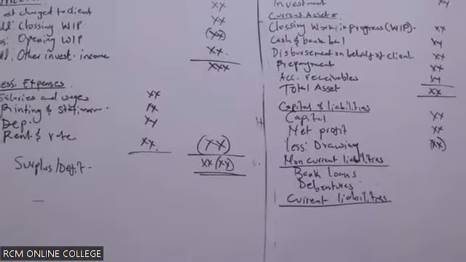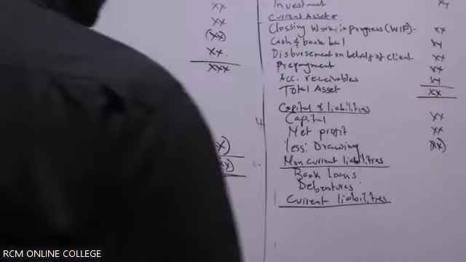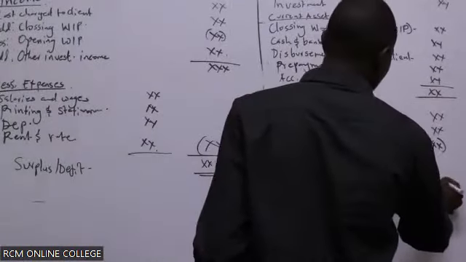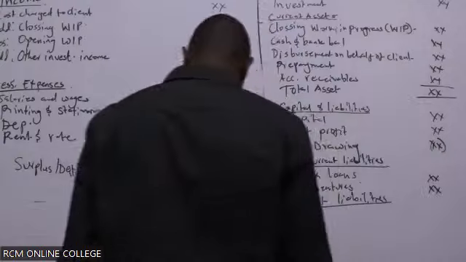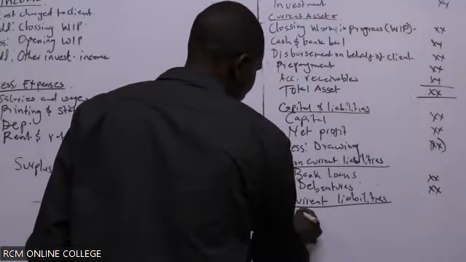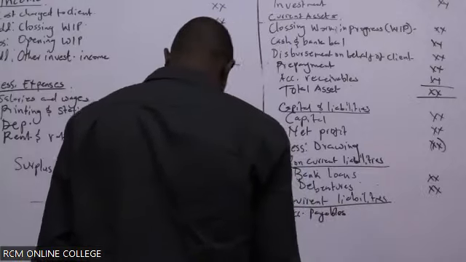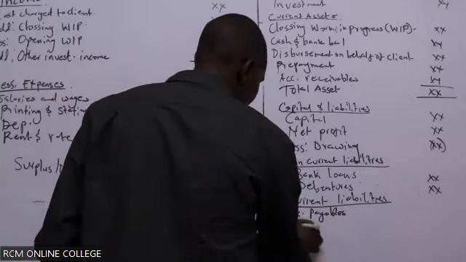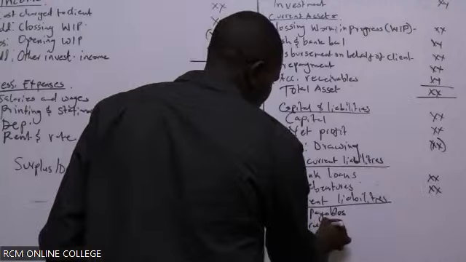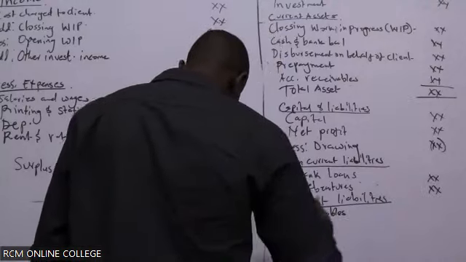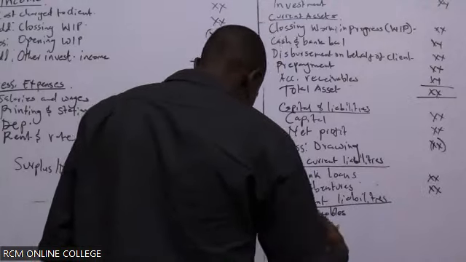The current liabilities we shall be having: account payable, that is normal, we know that. Accruals, we know accruals. Client account, money held on behalf of client.